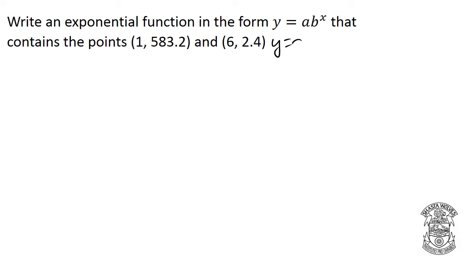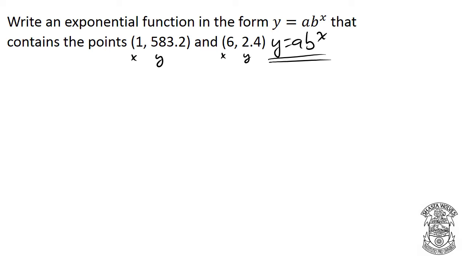y equals ab to the x. I've written this down here. It's essentially what I'm using. It's written right above it. But what I'm going to do is take the x value and the y value that I'm given for each of these points. They both have an x and a y. I'm going to write 2 equations of that form using the given x and y's.